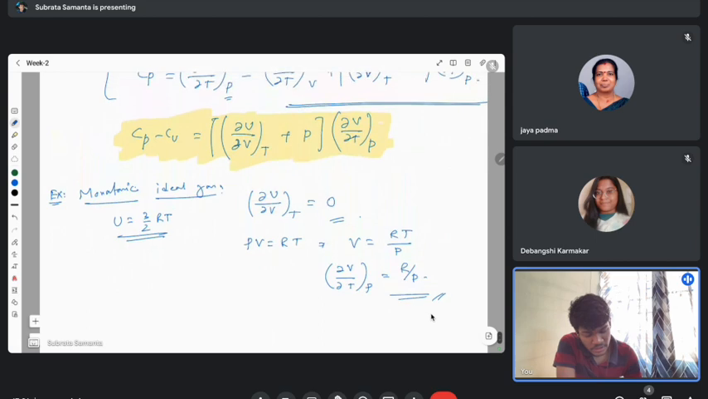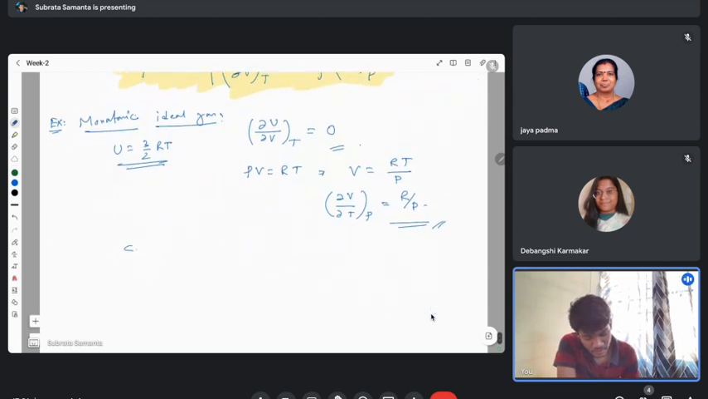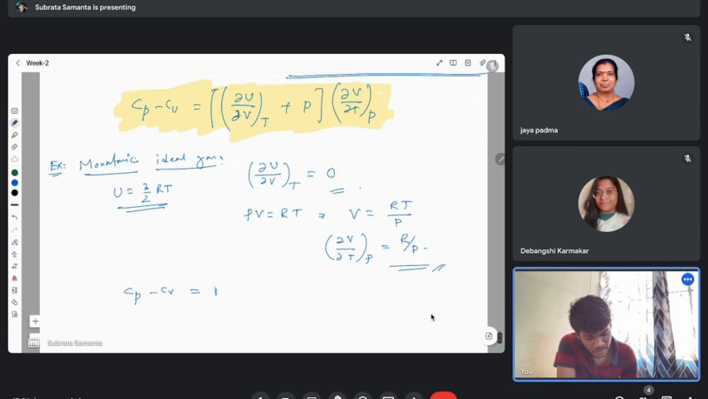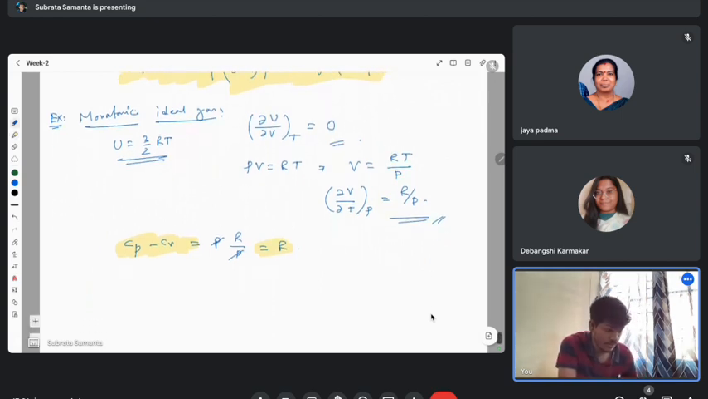Now we put this into the Cp minus Cv equation. We get P times del U del V, which is 0, plus P times del V del T, so R by P. So this is R. So for ideal gas, Cp minus Cv is equal to R. But this is not true in general.